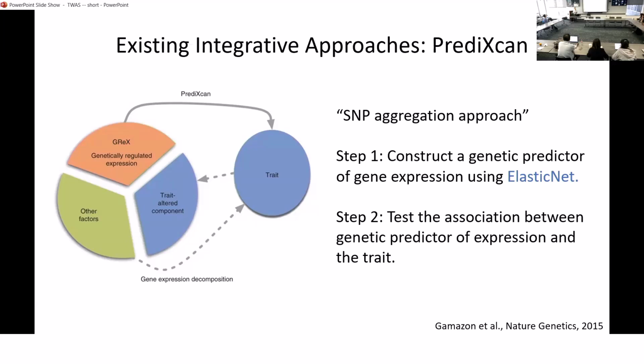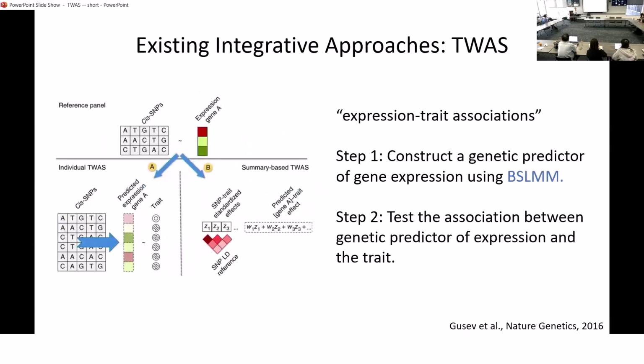and multiply by the weights. Then you can construct the so-called GReX, or genetically regulated expression. And once you construct this GReX, you can do association tests between the GReX and the trait. This way, you can test the association between the genetic predictor of gene expression and the trait. So it consists of two different steps, and it's using ElasticNet to construct gene expression prediction. So that's the first method.